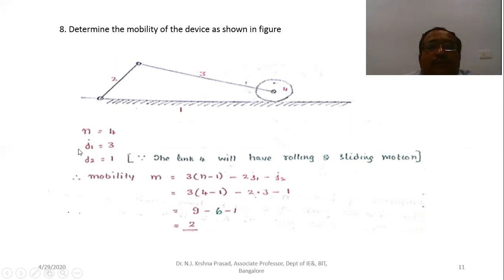So you should count that the J2 value comes into the picture. That is, link 4 has rolling and sliding motion. It is possible for it to roll and to slide. So the J2 value is 1. Then if you substitute these values in Grubler's mobility equation, you get the value 2. So the conclusion is that it is a mechanism with 2 degrees of freedom.